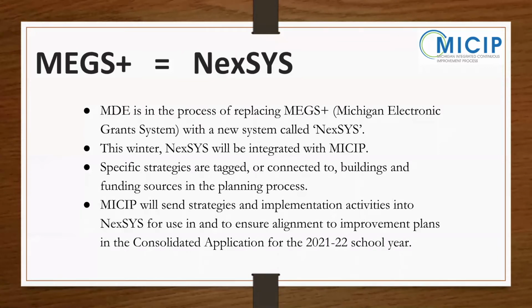As we mentioned before, once your district improvement plan is complete in MICIP, you will essentially have your consolidated app ready for Nexus, the system replacing MEGS Plus. In MICIP, you will tag schools for strategies, activities, and funding. MICIP will send the strategies and activities to Nexus to ensure alignment of the improvement plan to the consolidated app. District plans will be due by June 30th to ensure the earliest funding obligation date.